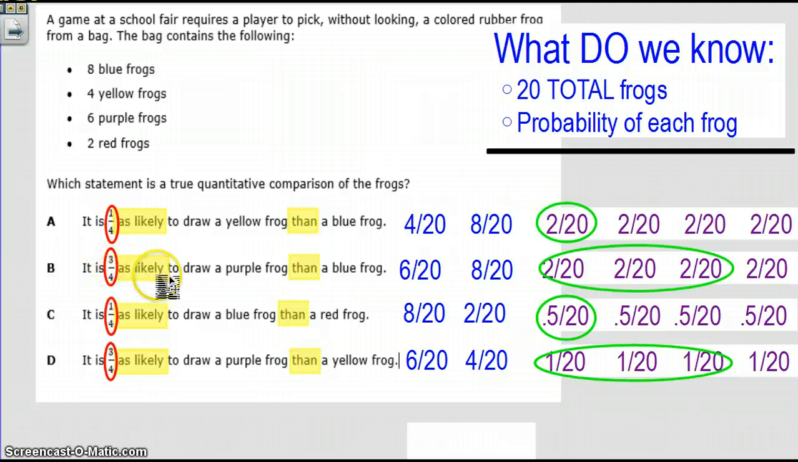It is 3/4 as likely to draw a purple frog than a blue frog. Remember, I divided my blue frogs into fourths: 2/20 plus 2/20 plus 2/20 plus 2/20 is 8/20, and I needed 3 of those groups. 2 20ths plus 2 20ths is 4 20ths, plus another 2 20ths is 6 20ths. Yes, B is correct. Now this is one of those longer problems, so if you need to rewind or pause, do so. You want to make sure you really understand this one. Awesome.